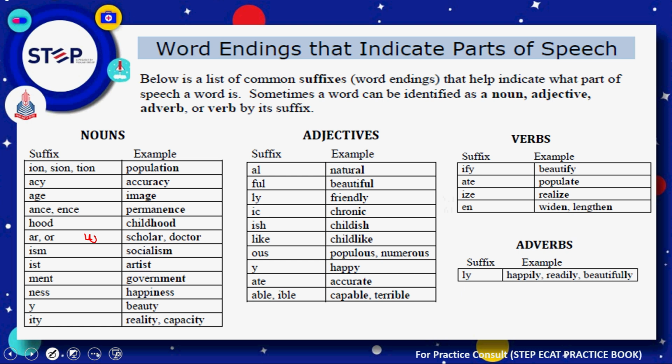Then there are adjective word endings, for example, AL, FUL, LY, like some examples of these words are natural, beautiful, friendly, and like that. And then there are some verb word endings. For example, ify, ate, ize, en, and the examples are beautify, populate, realize, widen, lengthen. These are examples of word endings which typically indicate some parts of speech. And then ly is a typical word ending for adverbs. So this list, I suppose, is going to help you in your process of recognizing parts of speech.